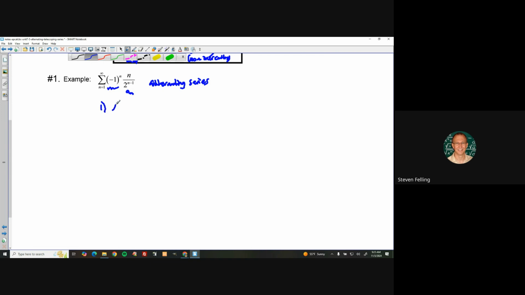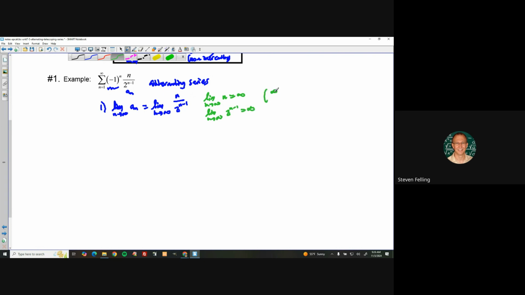One, we have to check that the limit as n approaches infinity of the a_n rule is equal to 0. In this case, that would be the limit as n approaches infinity of n over 2 to the n minus 1. Now we have to somehow show that this is 0. In this case I think we'll invoke L'Hopital's rule. The limit as n approaches infinity of the numerator is infinity. The limit as n approaches infinity of the denominator, 2 to the n minus 1: if you raise 2 to an infinite power, that also goes to infinity.